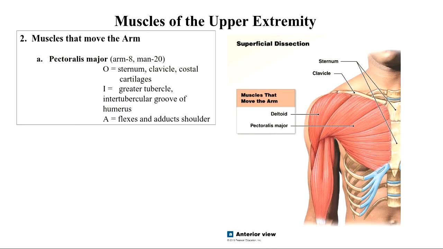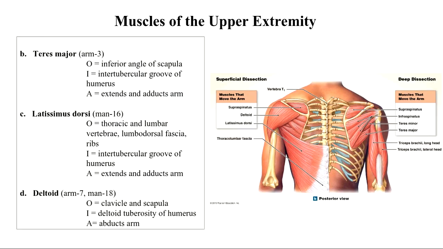Move on to the pectoralis major. That is, of course, pretty straightforward to see. Origin, insertion as well. Then some of the muscles that are more in the back or the lateral aspect, with the teres major, the lats, and the deltoid. You should be able to see all those structures in that image.